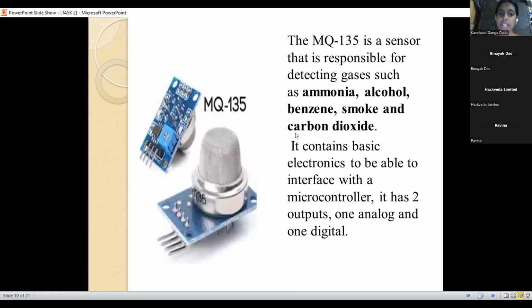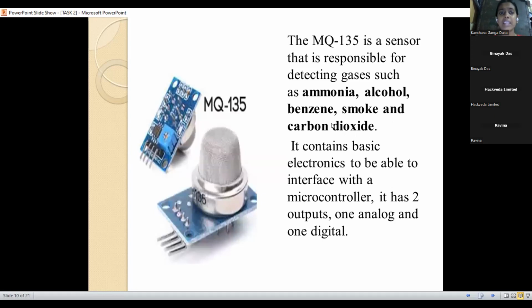Next is the MQ135 sensor. What is the MQ135 sensor? We also have seen in the block diagram that we need to have a gas sensor for sure, because many gases are present in the air like ammonia, alcohol, benzene, or nitrogen, etc. So to measure all of those, we need to have a gas sensor. Such a sensor which detects gases is the MQ135. This is responsible for detecting gases such as ammonia, alcohol, benzene, smoke, carbon dioxide, carbon monoxide, etc.